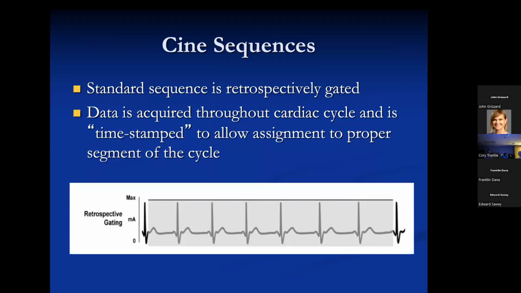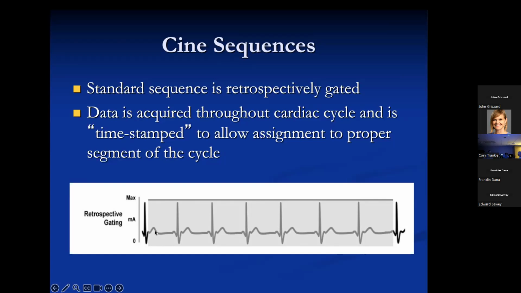So just to point out, and again, Dr. Hunley covered a lot of this, but I'll just briefly mention that our standard sequence is retrospectively gated. That is, data is acquired throughout the cycle and is kind of time-stamped to allow it to be put into a proper segment of the cycle. So you might get your first 15 lines of K-space in here. And then you get the first 15 lines of K-space from this beat, and then from this beat, until you get 200 lines of K-space, which will take 14 beats or whatever. Although with iPAT, it'll maybe be 7 or 8 beats.